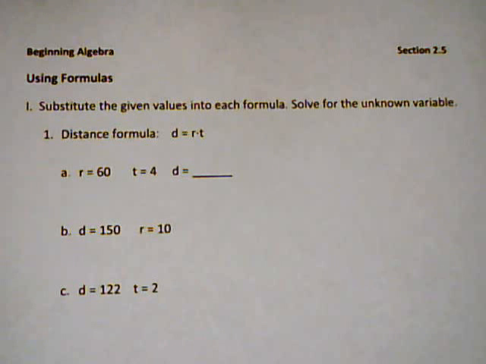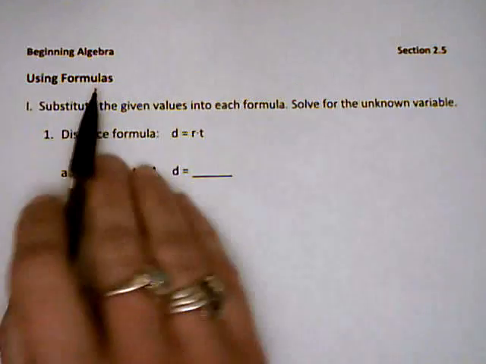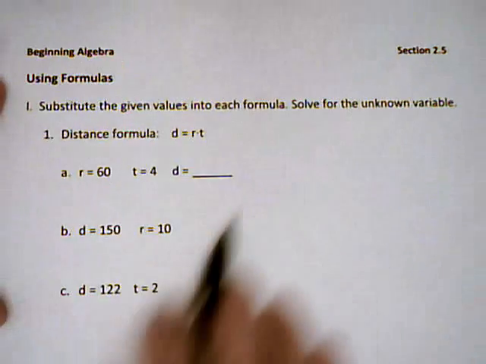Section 2.5 is more of an application type section. We've already looked at how we solve equations. Now we're going to look at how we can use formulas that are equations to solve for unknown parts of a formula. I just call this section Using Formulas 2.5.